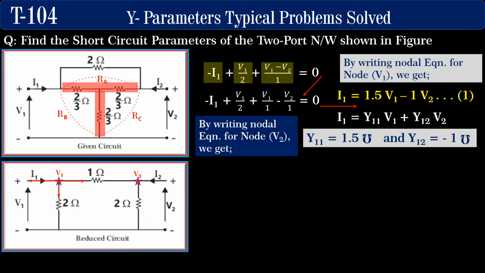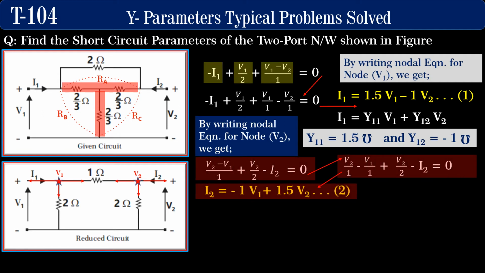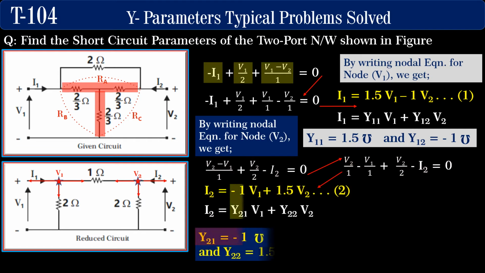Similarly, by writing the nodal equation for node V2, we get (V2 minus V1) by 1 plus V2 by 2 minus I2 is equal to 0. By solving this simple equation, we get I2 is equal to minus 1 V1 plus 1.5 V2. By comparing this equation with the output port equation in terms of Y parameters, we get Y21 is equal to minus 1 mho and Y22 is equal to 1.5 mho.